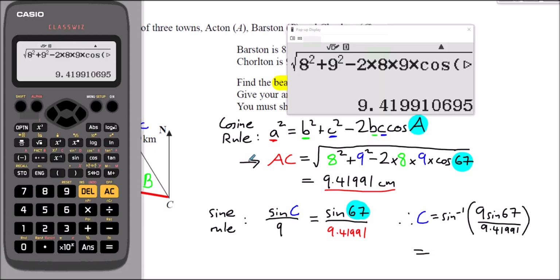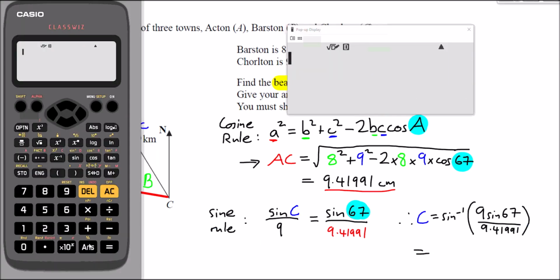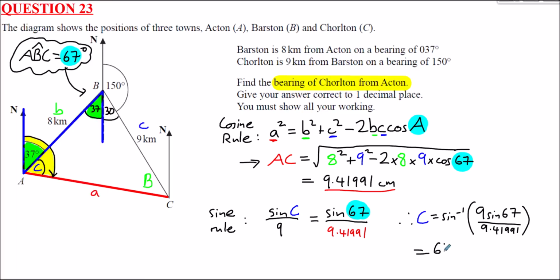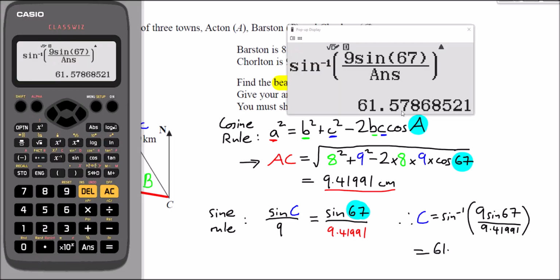So I've got this answer stored. As you can see, it's stored there. So I'm just going to do shift sine minus 1, 9 times sine 67, all over my previously stored answer. And I get 61.5789, I'm going to call that.